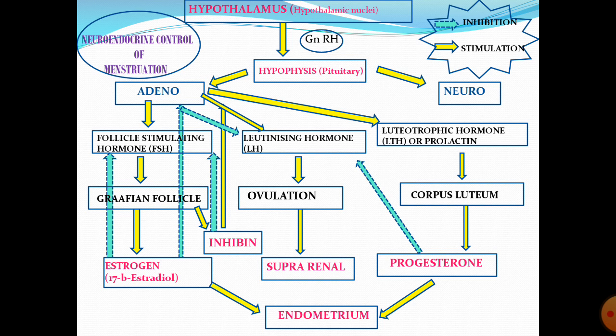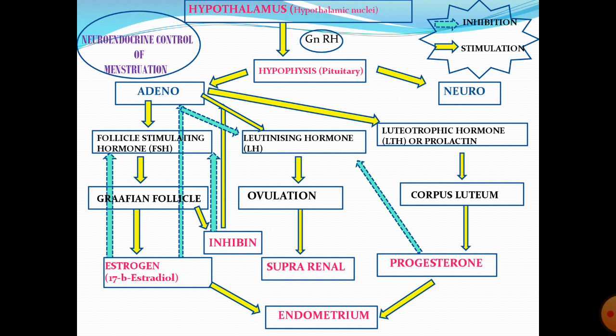The Graafian follicle, under the influence of FSH, together with only a minimal amount of LH, secretes 17 beta estradiol. This 17 beta estradiol has three functions to perform. Number one, it produces proliferative changes in the uterine endometrium. It inhibits further secretion of FSH from the anterior pituitary, and it stimulates the anterior pituitary to secrete LH.